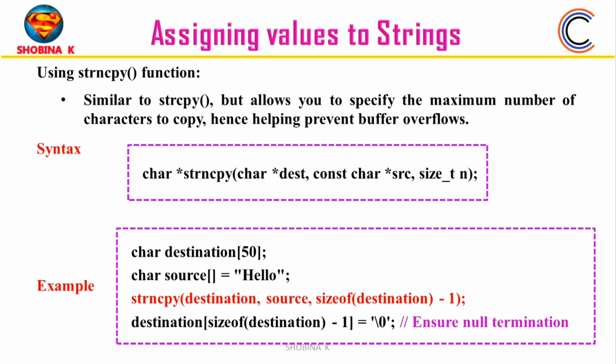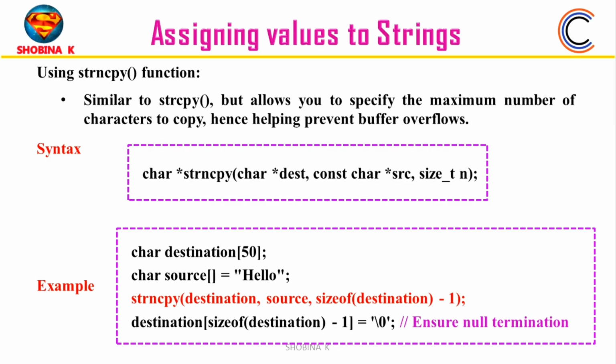The return type of the strncpy function is char *, which is a pointer to the destination buffer, and this allows you to chain function calls or use the result in further expressions. So the strncpy function takes a destination buffer, a source string, and the maximum number of characters to copy, and it returns a pointer to the destination buffer.